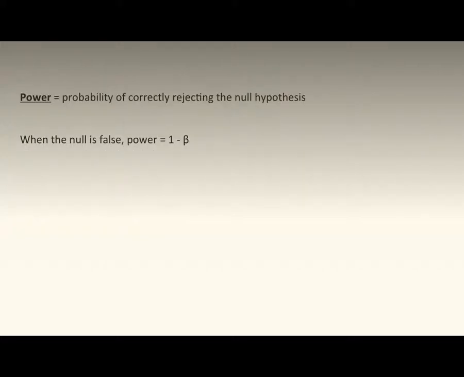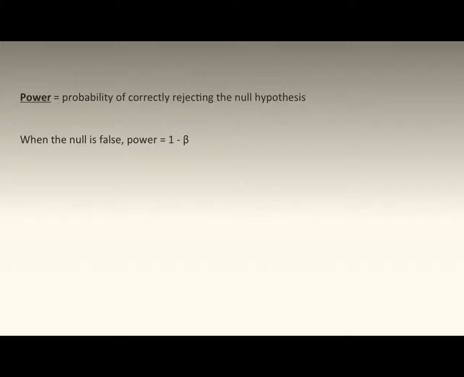Okay, so this you should have at the top of your note sheet. Power is the probability of correctly rejecting the null hypothesis. Do you think for a given test then, you want a high power or a low power? High power, right? If power is the probability of correctly rejecting the null. Okay, when the null is false, power is 1 minus beta. So power is always going to be between 0 and 1.